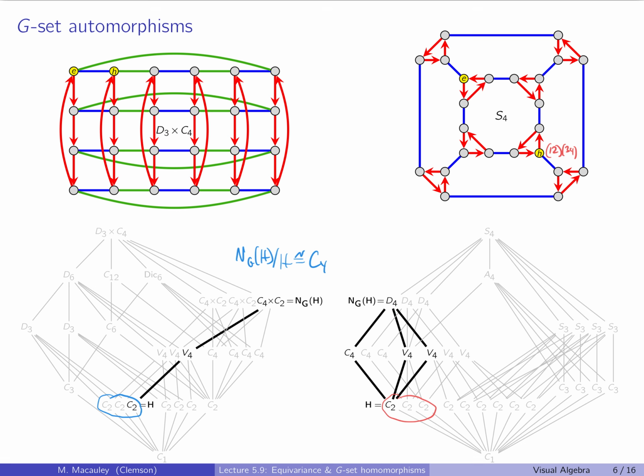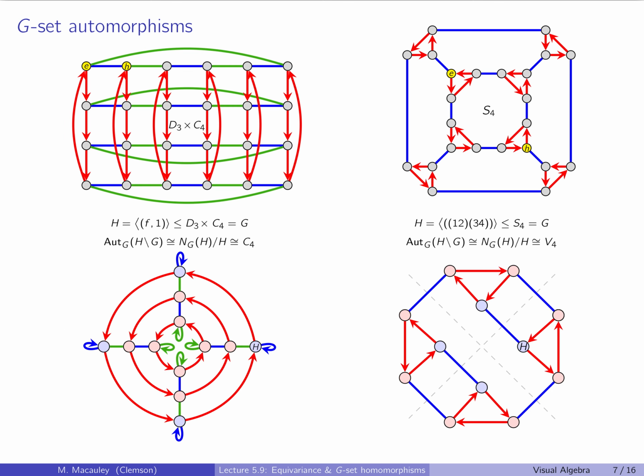And we can see that the quotient of this normalizer by H is V4. We recognize this subgroup lattice. So here we have the normalizer of H mod H is isomorphic to V4. So I claim that when we collapse by these subgroups, we will get an action graph that over here will have C4 symmetry and over here will have V4 symmetry. So let's see those action graphs.